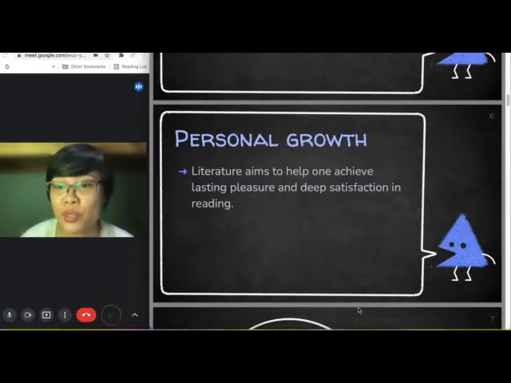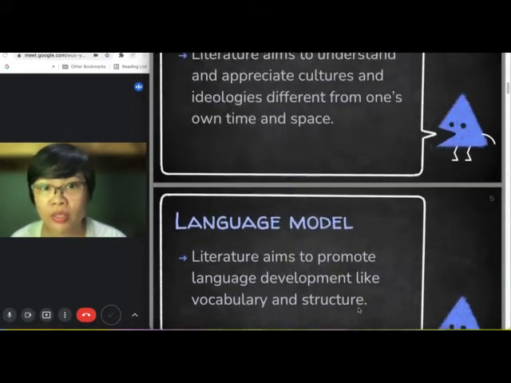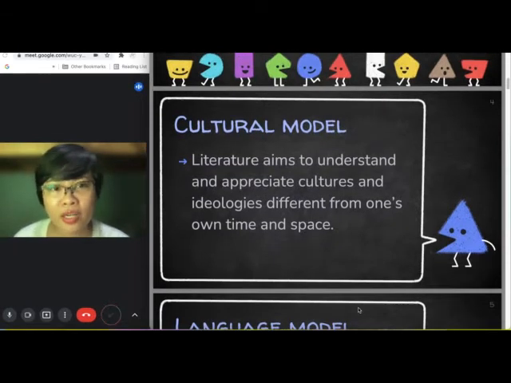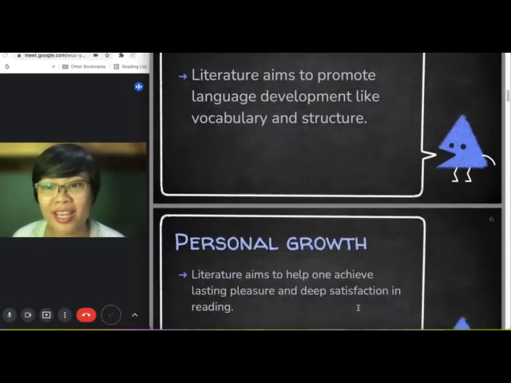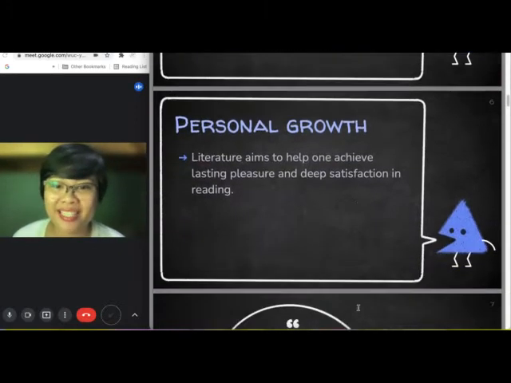All right. So these are the three literary models: personal growth, language model, and cultural model. So these are not only applicable for literature and language teachers, but of course these are applicable to all readers of literature. Okay, but of course as teachers, we have a role to guide our students along, right?